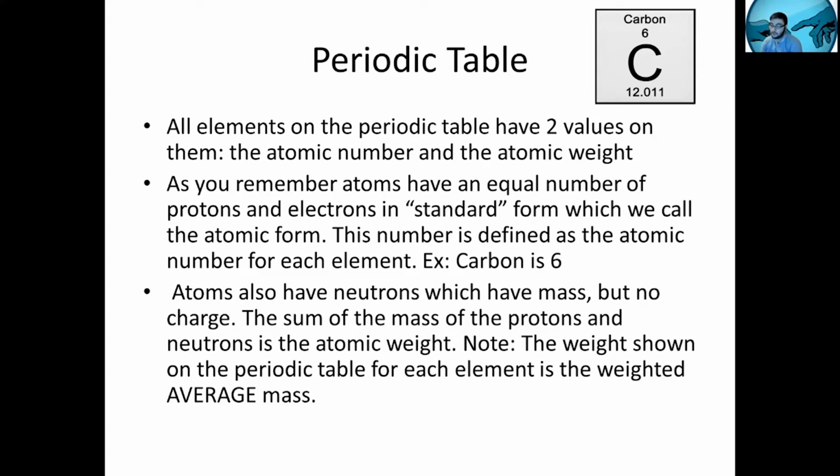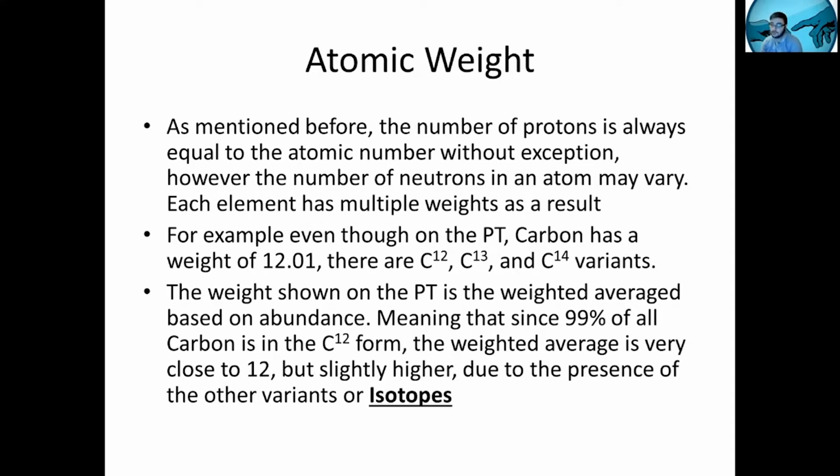And a very important note, the weight shown on the periodic table for each element is the weighted average of all the masses that element can be in. So unlike with electrons and protons that have a very fixed number of protons and electrons, an atom can have a varying number of neutrons, right? So for example, even though on the periodic table, carbon has a weight of 12.01, which would make you think there's 6.01 neutrons, which by itself doesn't even make sense, right? How can you have 0.01 of a neutron?